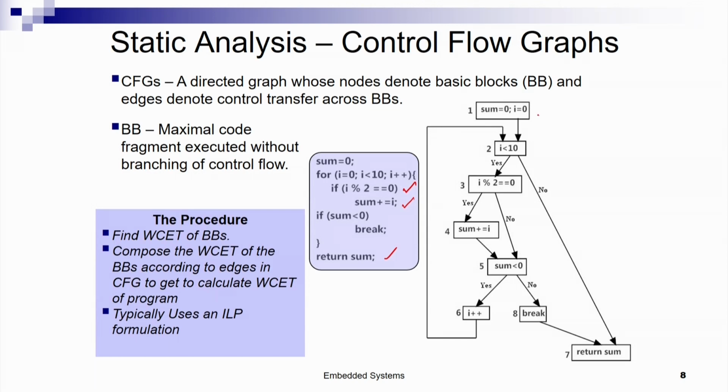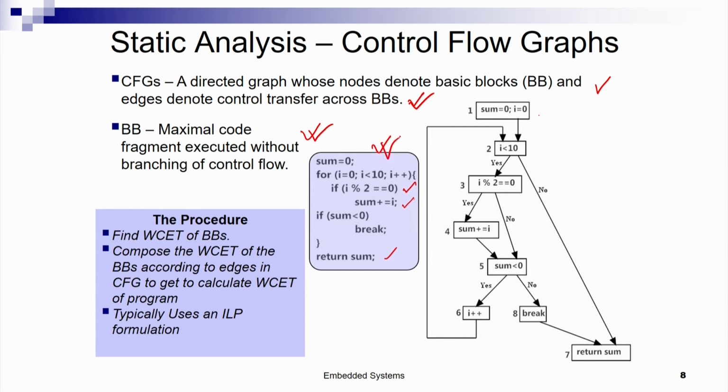So, again, what was a control flow graph? A control flow graph is a directed graph whose nodes are basic blocks and edges denote control transfer across basic blocks. We have already seen this. And what is a basic block? It is a maximal code fragment executed without branching or change of control flow. And how do we obtain the control flow graph? We already know this.